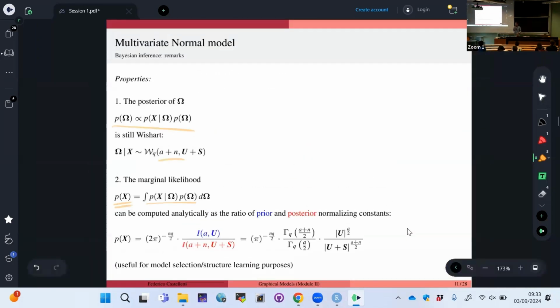Any questions so far? Are you familiar with marginal likelihoods? Have you ever seen anything like that before? Yes? No?